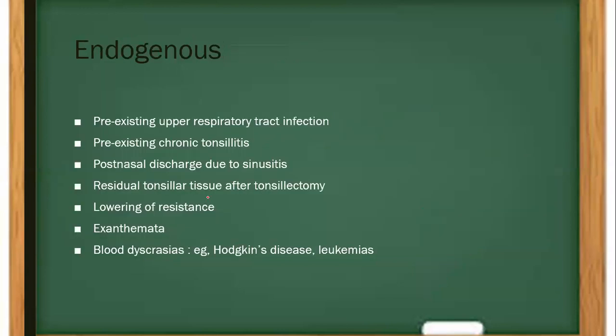The endogenous factors include pre-existing upper respiratory tract infection. If there are any upper respiratory tract infections, that can extend into adenoiditis. And pre-existing tonsillitis. If tonsillitis is present, in the chronic stage the infection can spread to the adenoids, and the patient may develop adenoiditis.